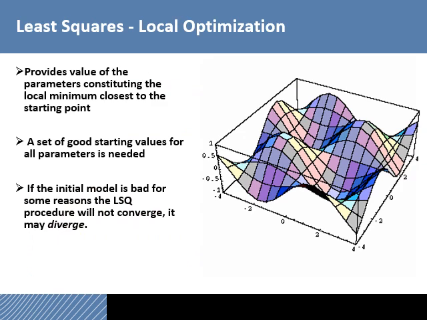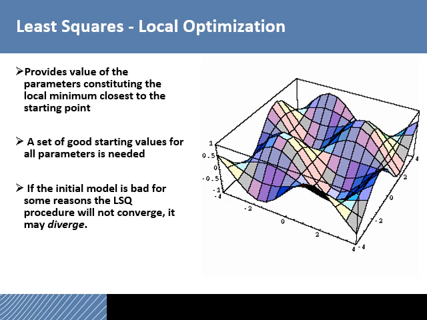The ultimate goal, as we discussed a couple slides ago, is to minimize the least square difference between the observed and calculated intensities. And so what this does is it provides values of parameters constituting the local minimum closest to the starting point. Obviously, if we were to graph this in 3 dimensions, we would get a fairly complicated series of hills and valleys. You do want to be careful because it's possible to get caught in a false minimum in this model. So when we do a Rietveld refinement, you want a good set of starting values for all the parameters.